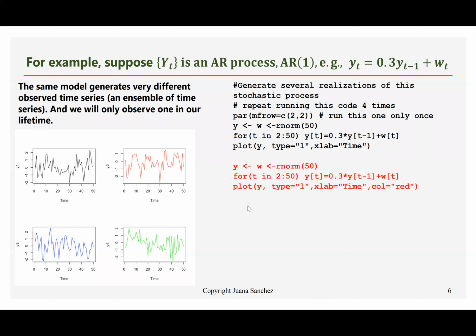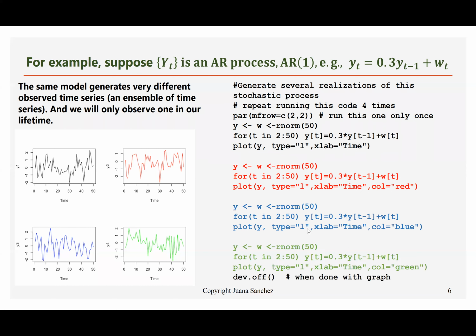So we got a second one. Then we have a third one, and then we have a fourth one. And then you close this window using dev.off if you want to close it in R. So this is just the code to generate an ensemble of time series produced by this stochastic process.